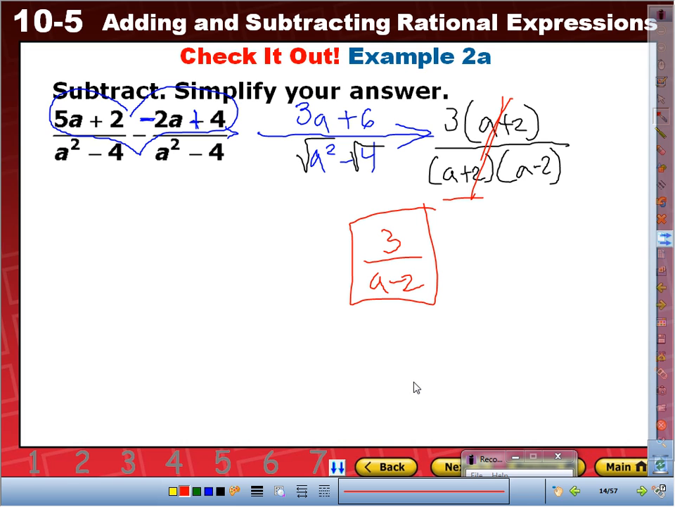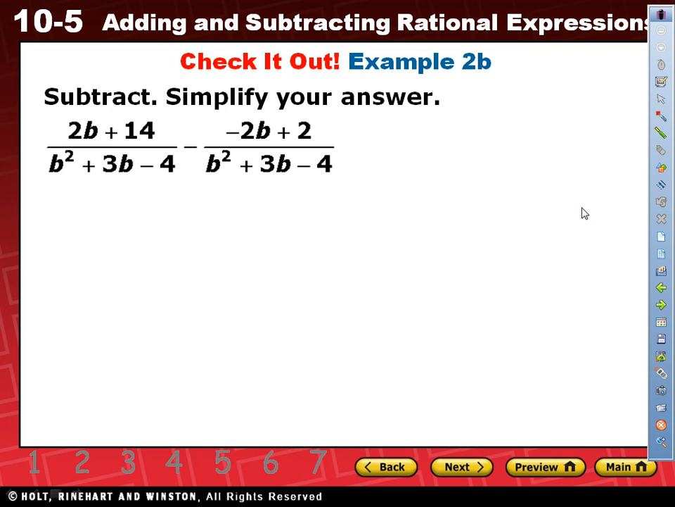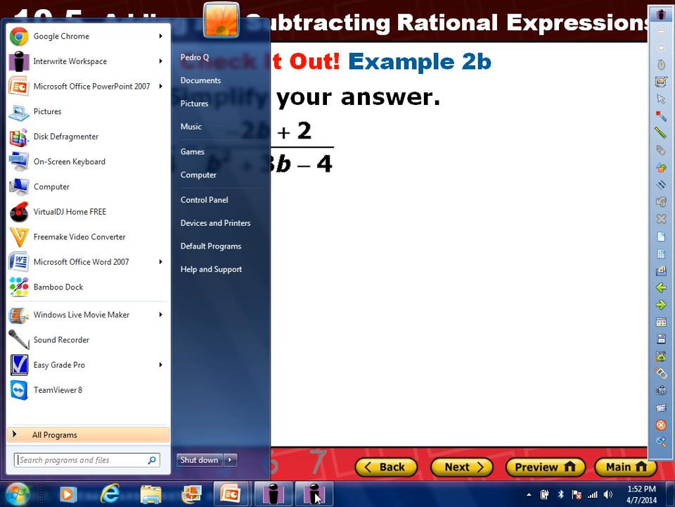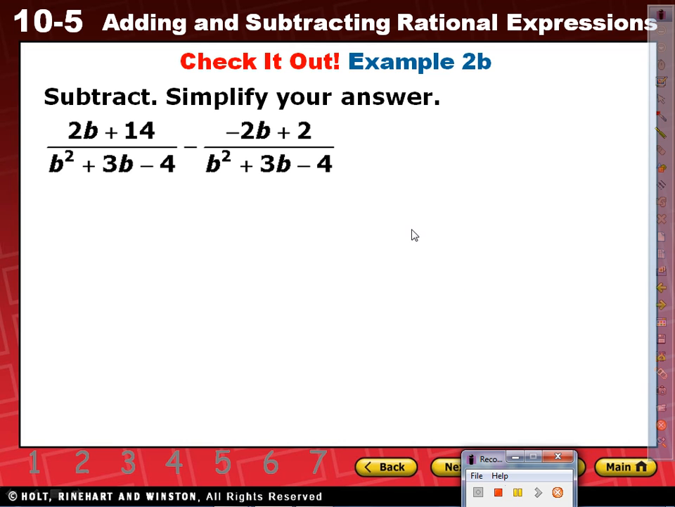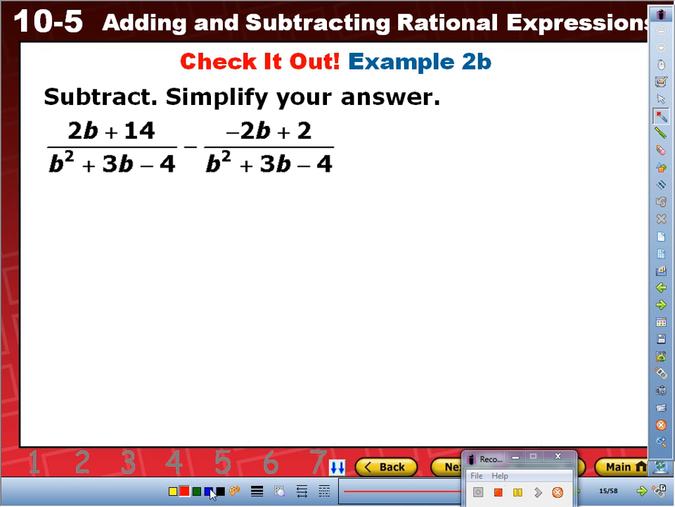How we doing? Okay, let's do another one. Example 2b. Copy this one. 2b. Give me a second. Some of you already went ahead and you're almost done. Okay, let's see. So, first of all, common denominator is what?